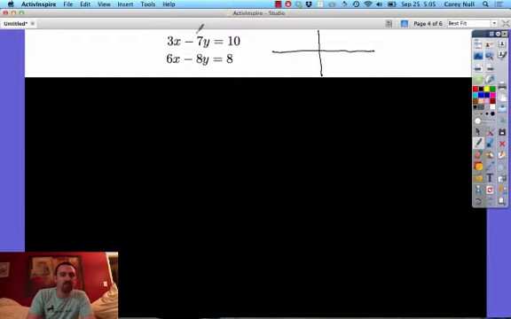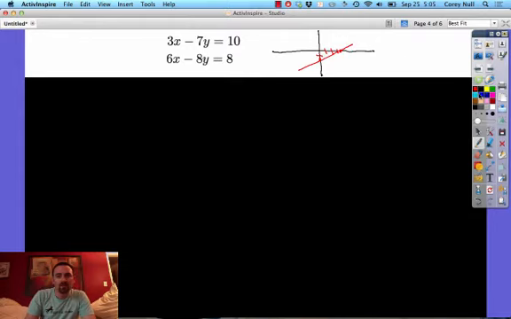First, I'm going to graph my first equation in red. If I let y equal 0, x will be 10 over 3, which is a little bigger than 3, so 1, 2, 3, right over there. If I let x equal 0, y will be negative 10 over 7, which is a little bigger than negative 1. So something like that.